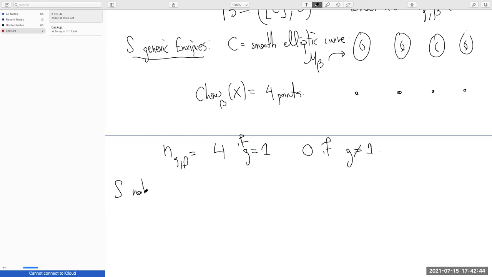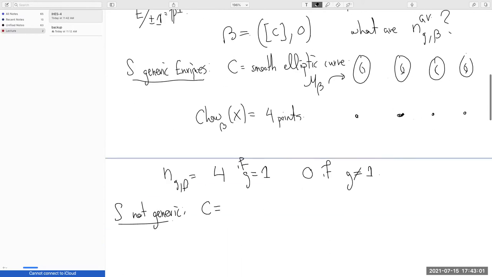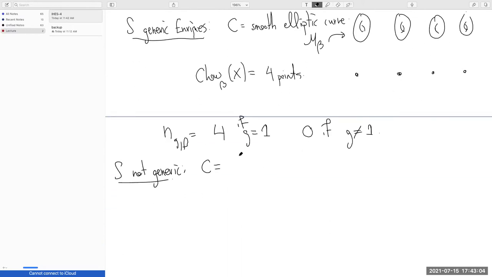But if S is not generic, then the behavior becomes more complicated. So for instance, the simplest case is if this curve C, again this genus one curve, which with multiplicity two is one of these doubled fibers of my elliptic fibration. In the non-generic case, this C is still a genus one curve, but it can be nodal, or in general some kind of cycle of rational curves that looks like this. There are different types that you get depending on which Enriques you pick. So let me pick this one. This is what's called the I2 Enriques.